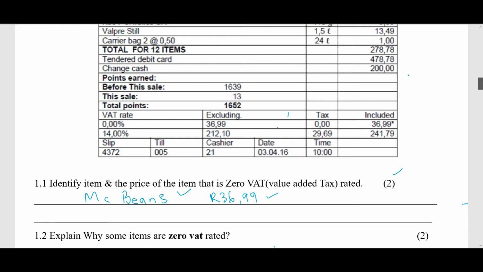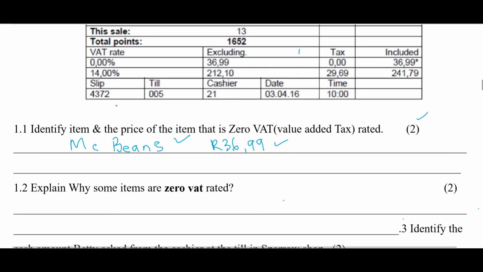So in fact, if you had maybe 2 items, maybe you had this item and a bread that was not paying VAT, and the bread was R7.99, here you're going to have 36 Rand plus R7.99 of that bread. So in this case, we only have one item which is 36.99, and hence we have 36.99 there. So we have answered that question.